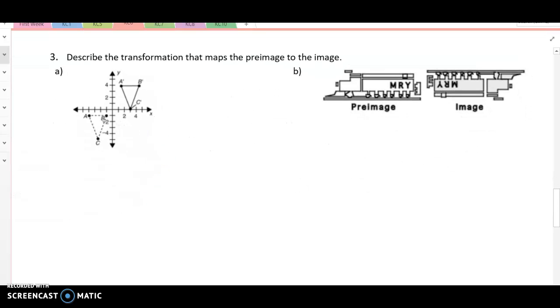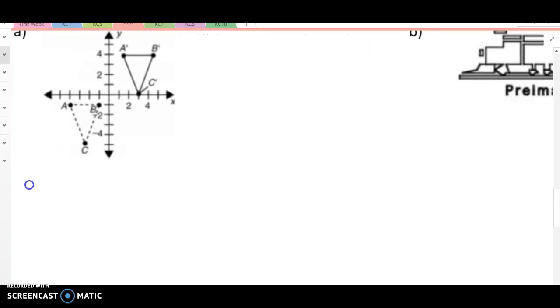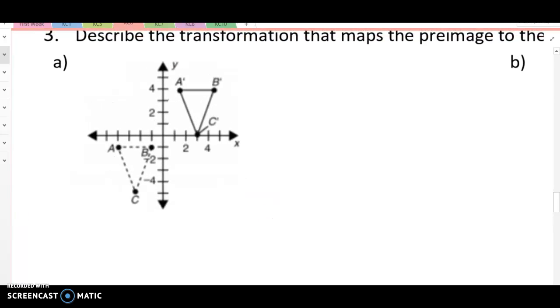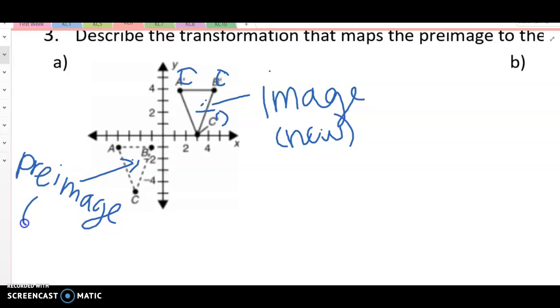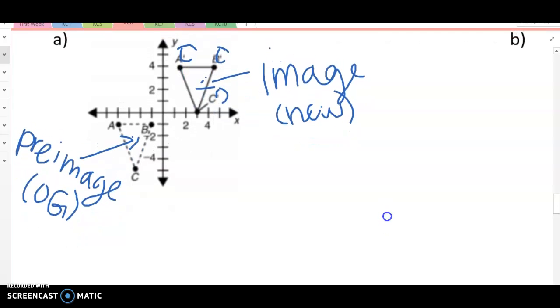All right, second one, or number 3, my bad. It says describe the transformation that maps the pre-image to the image. So in A, right, look and see at all of these. You see with all of the ones on the second one, they have those little apostrophes. So that shows you that this one is the image, right, or the new one. And this is the pre-image, which is the original, OG. So we have to see, well, how did we get from the original to the new one?